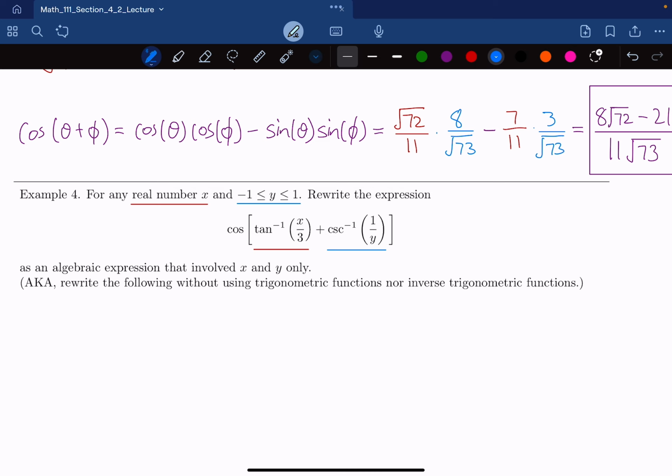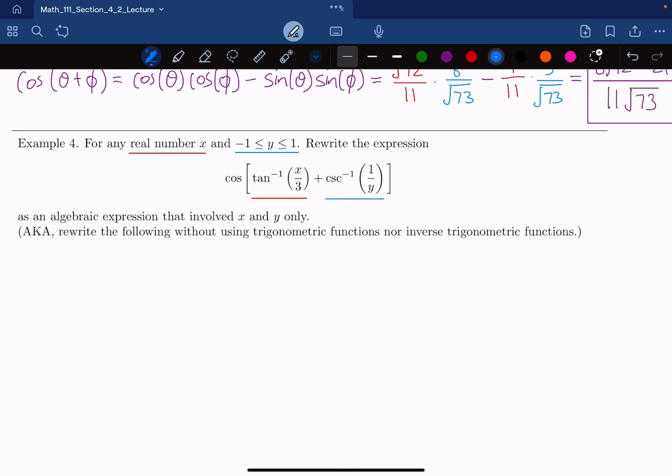But then because I have 1 over y here, y has to be somewhere in between -1 and 1. The point here is that the restriction is only there to satisfy the condition of my inverse trig function. It's not going to affect how you are going to do the problem. Basically, you can just ignore that. That's just a condition to make the problem make sense in theory.